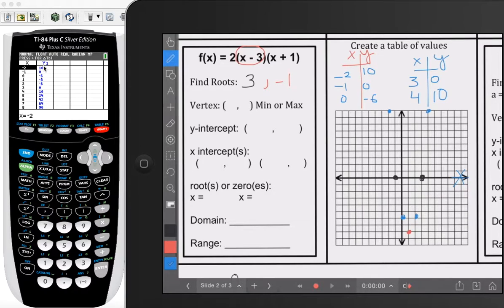After you plot the points, connect the points, and this is your parabola. As you can see, it's pointing upward, and I can already know that because the a is positive, so it points upward. The vertex is the lowest point, so that's a minimum. And the vertex is, in this case, (1, -8).